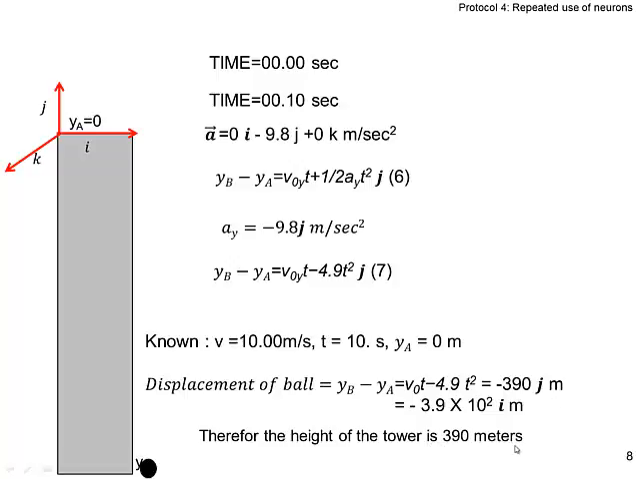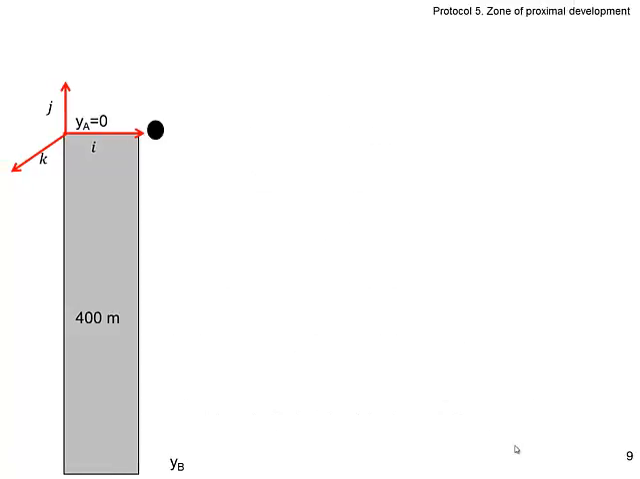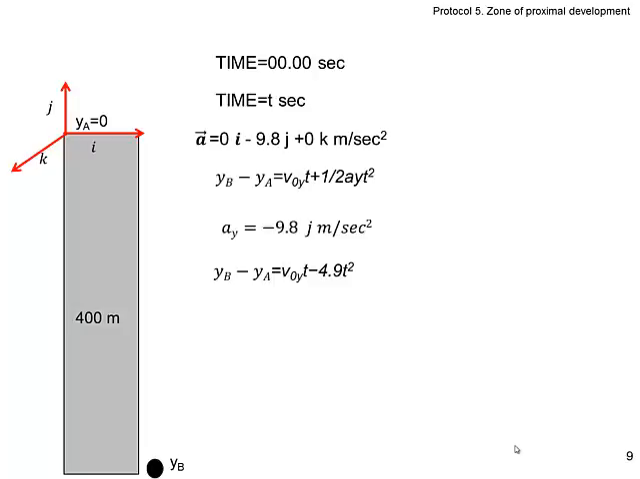Consider another problem. A ball is thrown vertically up from the tower of height 400 meters as indicated. Calculate the time of flight, velocity when it reaches the maximum height and at the bottom of the tower. We will solve this problem in class.